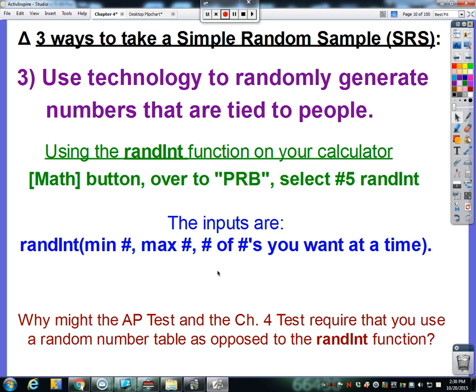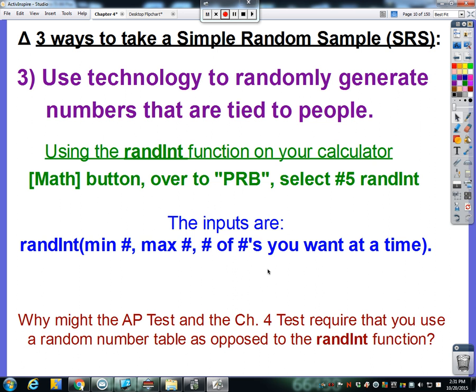All right. Why might the AP test and the Chapter 4 test require you to use a random number table as opposed to the randint function? Because it would just be so much easier to use the calculator here. But if I need to make sure you are truly understanding what's going on here and that you know how to randomly select numbers, I don't really know if you figured out how to do it on your calculator or if you just made up like 3 random numbers off the top of your head, which really isn't random because your mind's kind of pointing you to which numbers to pick, right?